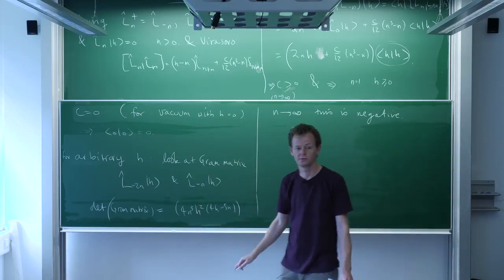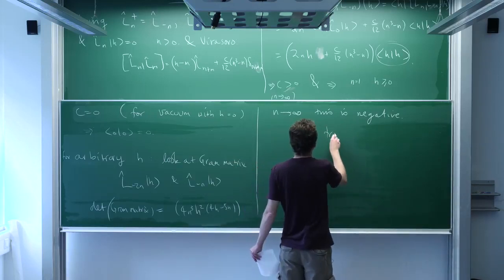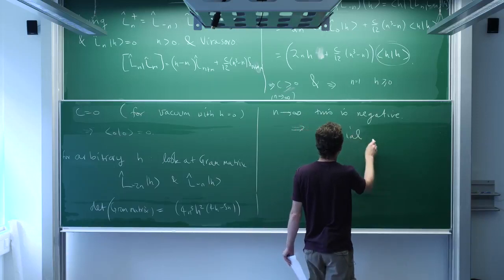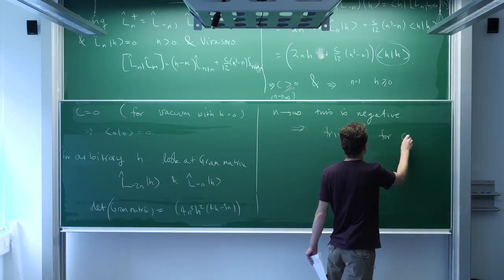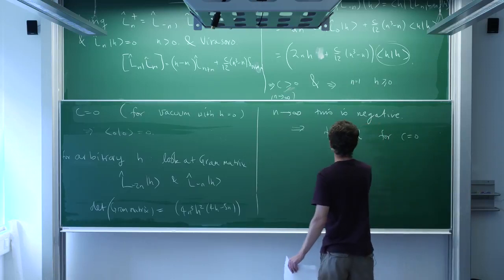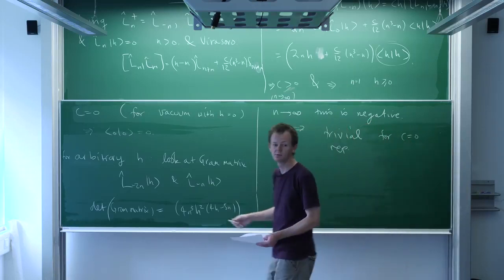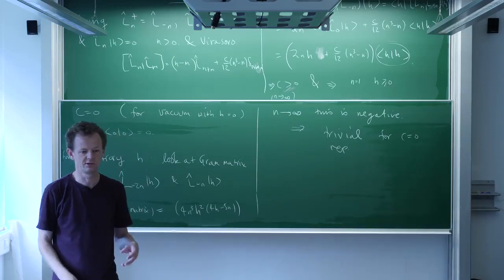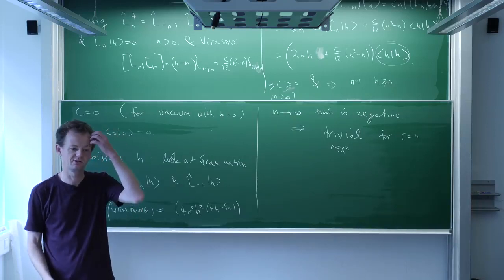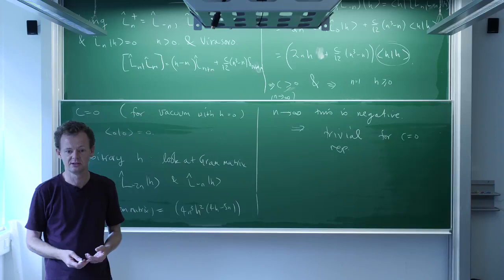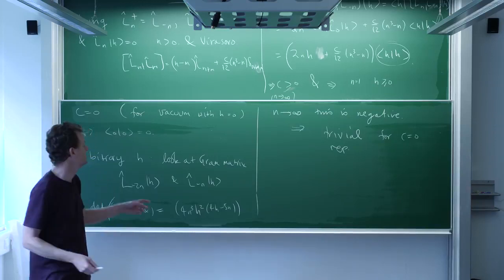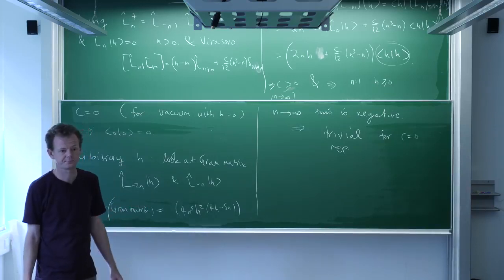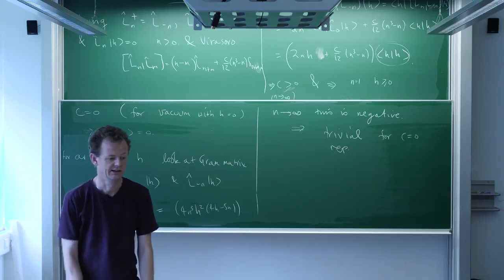So again, you have a trivial representation for c is naught. So the only way to get a unitary or projective unitary representation of local conformal transformations is if c, this central charge, is not equal to naught.